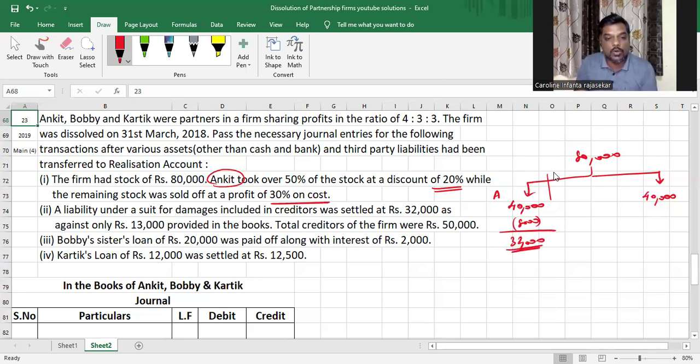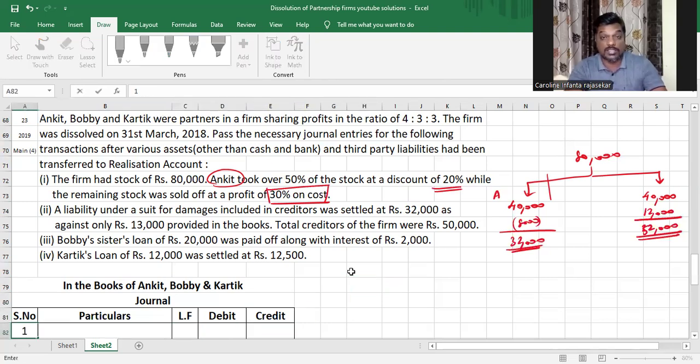The remaining stock was sold at a profit of 30% on cost. So what is the profit on this? 30% of 40,000 is 12,000, and the amount for which it was sold is 52,000. Understood or not, my dear children? So all that we have to do now is pass the journal entry.